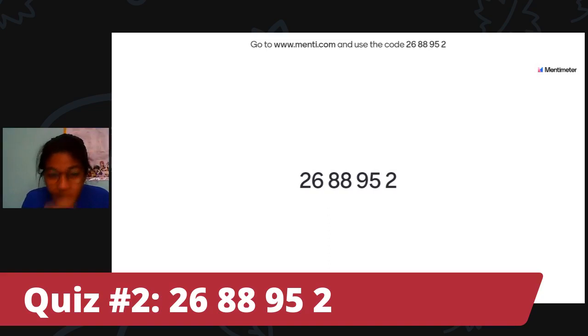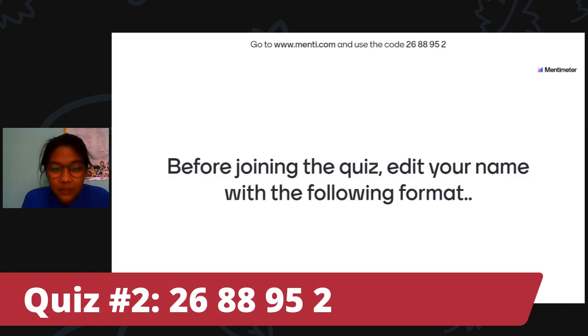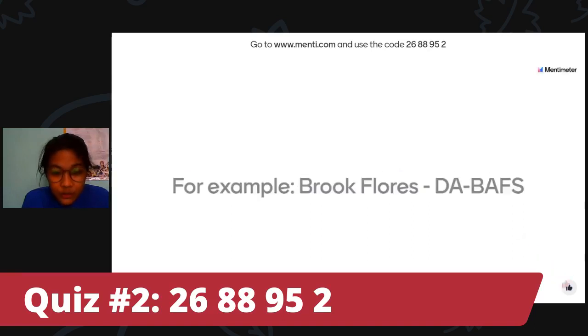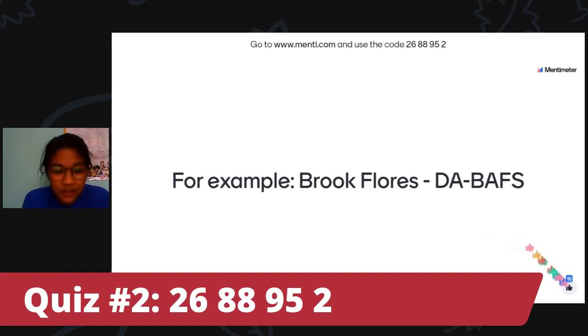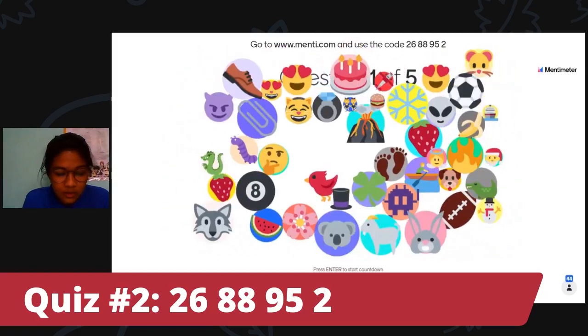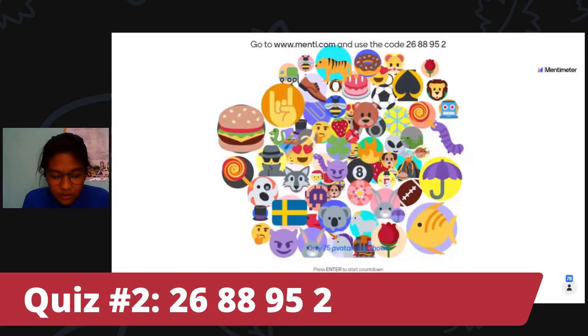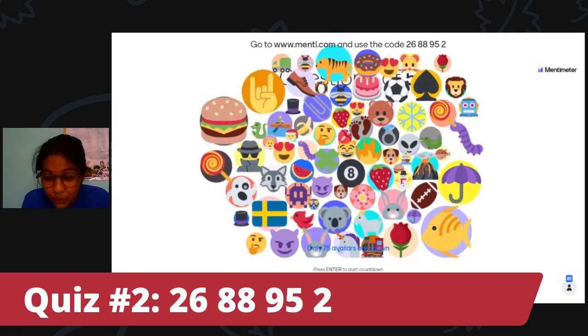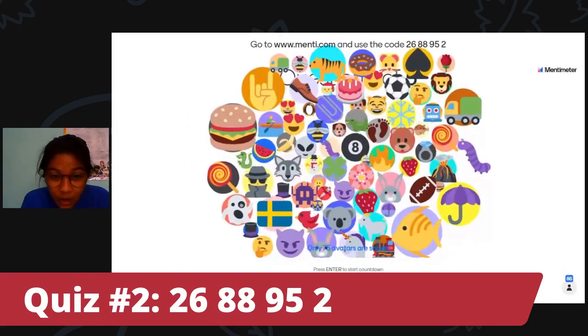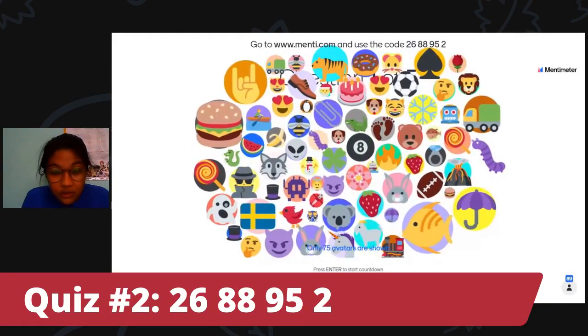Kindly join in www.menti.com and use the code you see flashed on the screen, 2688952. I'll join din po. So sa mga ngayon lang po makakasali, before joining the quiz, kindly edit your name with the following format. Full name dash the name of your organization. So for example, Brooke Flores of DA BAPS. So are you ready? Kindly edit your name. So far we have 83 participants. So kindly tune in po sa device kung saan po naka-open ang Menti or your quiz. So we'll start our first question.